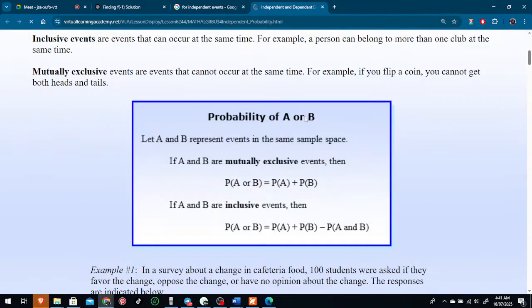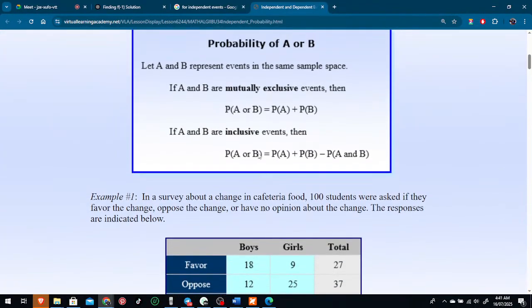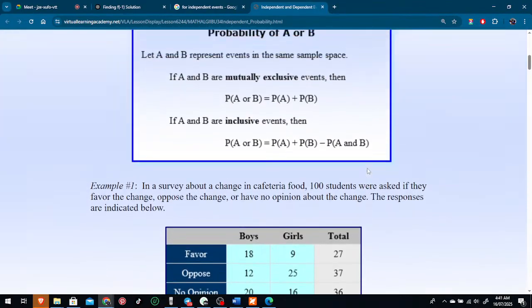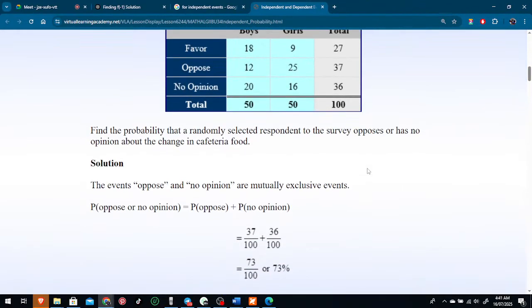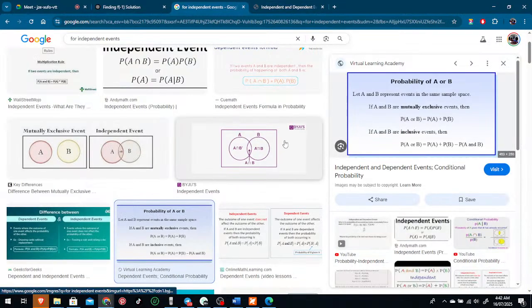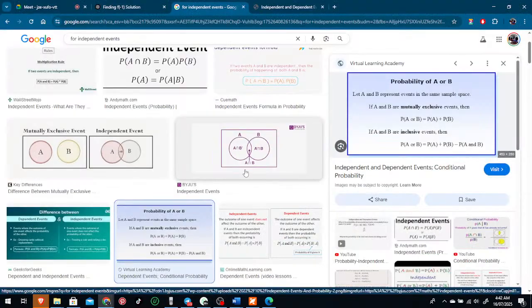The probability of A or B. Let A and B represent the events. If A and B are mutually exclusive, the intersection will be 0. There's no intersection. But if they are inclusive events, A or B, or the union, is the probability of A plus the probability of B minus the probability of A intersection B. Since the two events are independent, and they want the probability that she will fail in one subject.